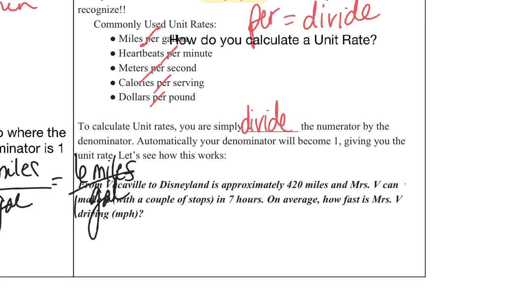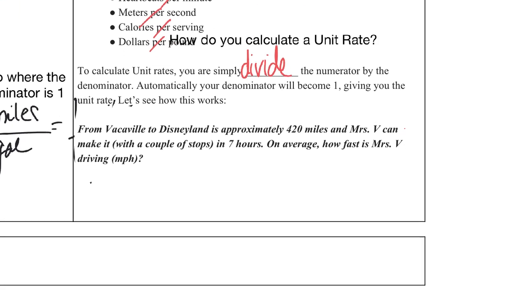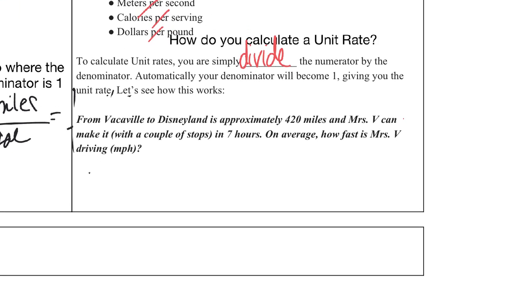So moving on to this word problem, let me erase this right here. It says from Vacaville to Disneyland, it's approximately 420 miles, and Mrs. V can make it with a couple of stops in 7 hours. On average, how fast is Mrs. V driving? So this is going to be on your Khan Academy as well.